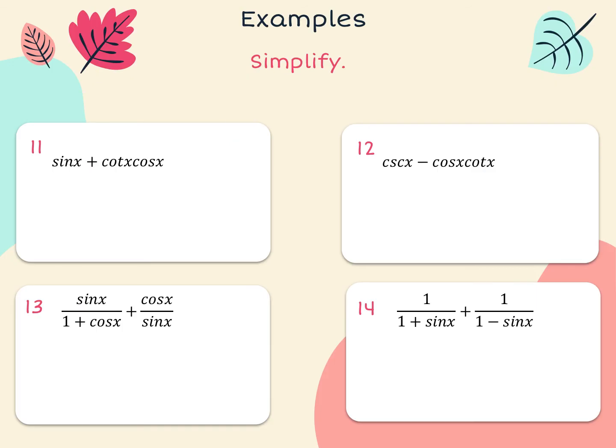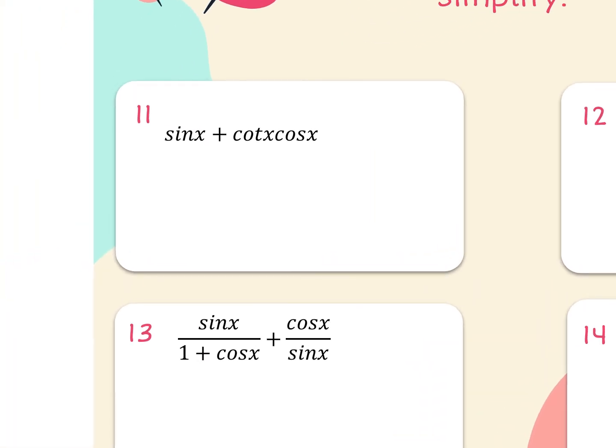Okay, let's try the next example. So now we're back to simplify. So now what I can do here is look to see there's no GCF that I can pull out, but I can change cotangent into its quotient identity. So I'm going to switch this. I'm going to leave the sine x alone. I'm going to change cotangent into its reciprocal. So I'm going to make this cosine x over sine x, and then I still have the cosine.